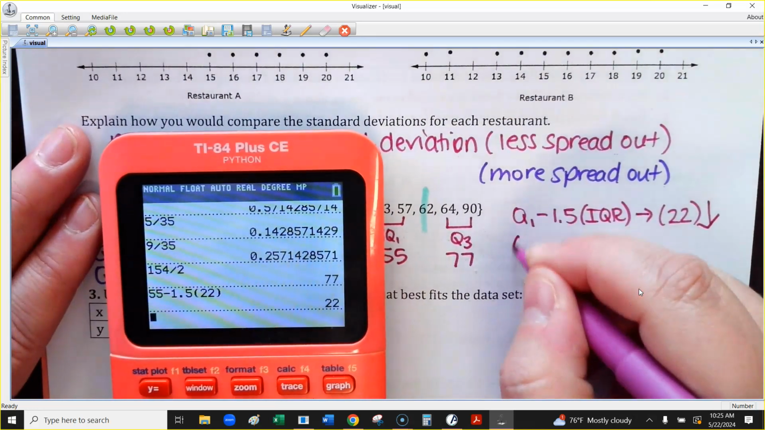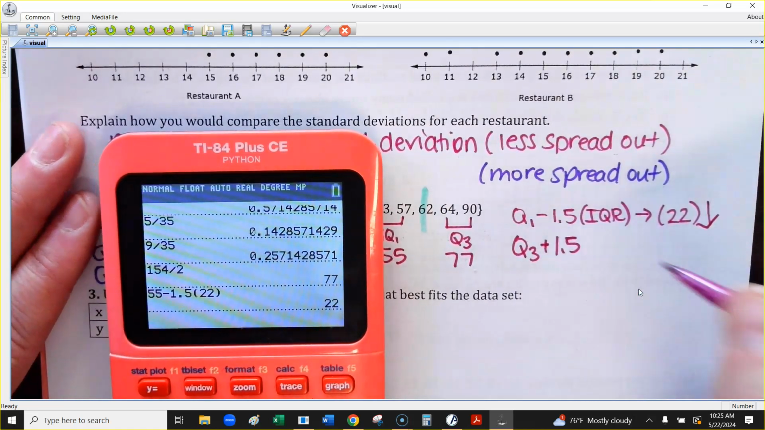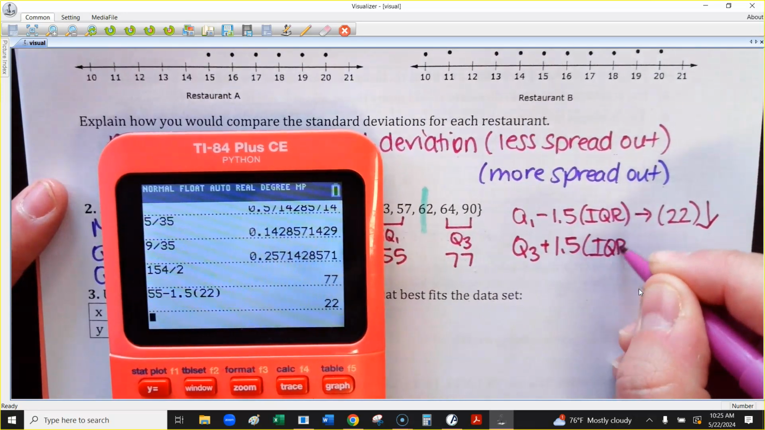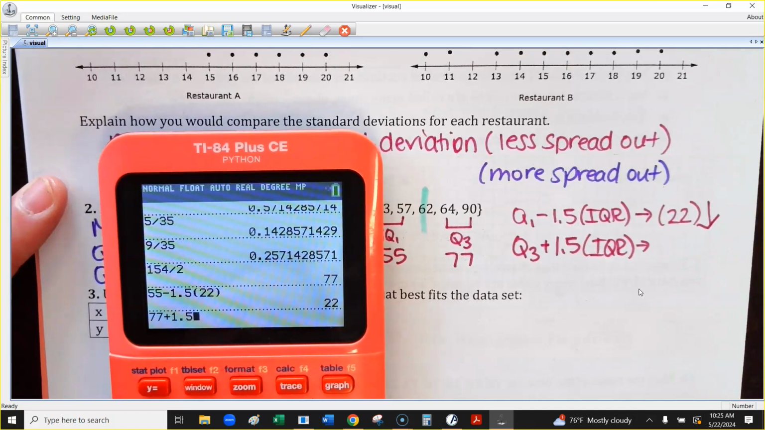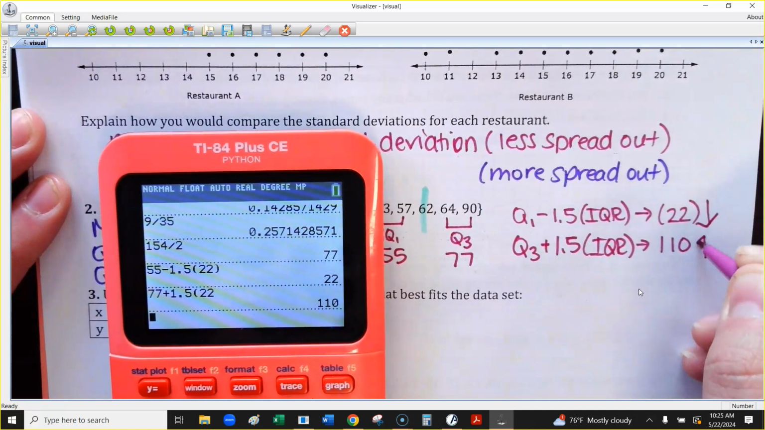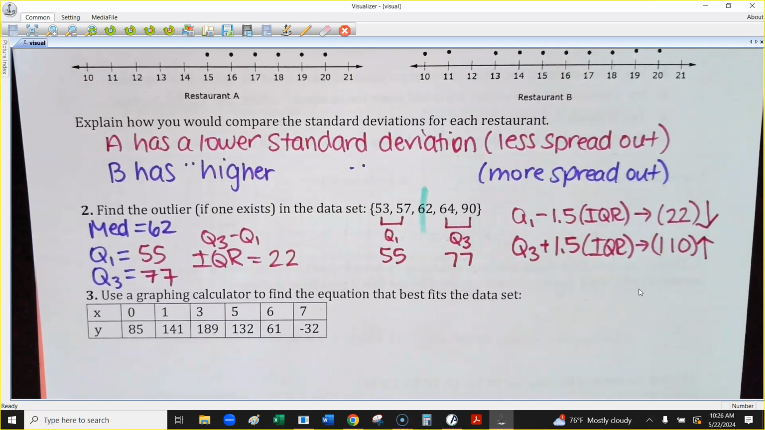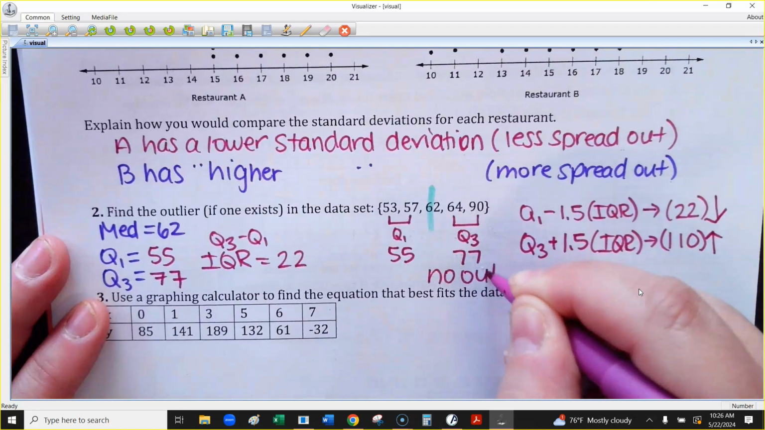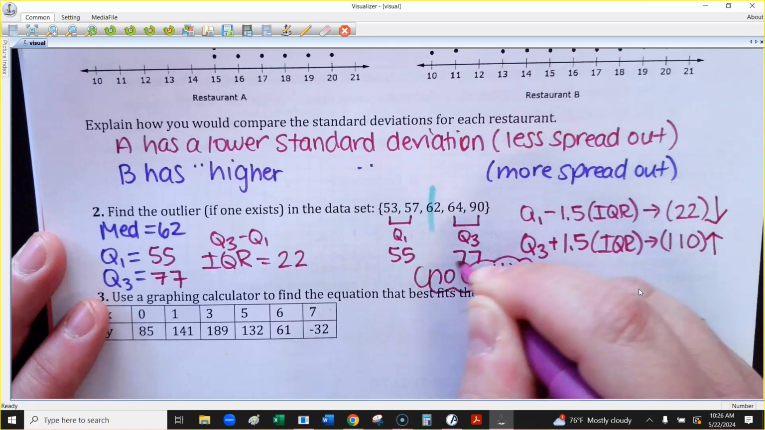You were telling me when we looked at that maybe the 90 would be. So anything above Q3 plus 1.5 times the interquartile range. So our Q3 was 77 plus 1.5 times 22. This gives you 110. So any number above that, and 90 is not actually above that. So there is no outlier here. Even though, like, looking at the data set, I would have thought the same thing. If you actually do the math, there is no outlier there.